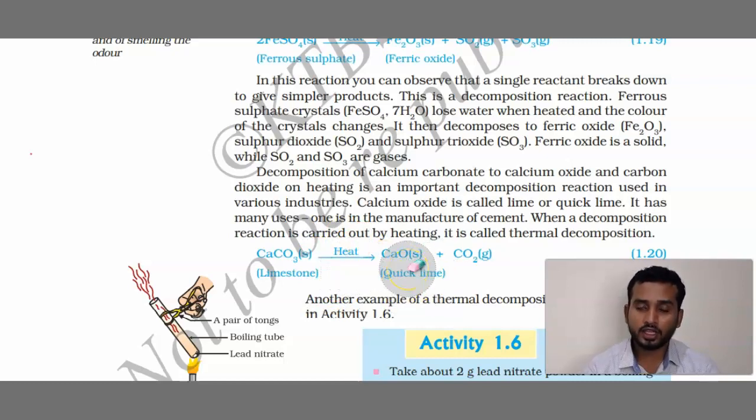Again, in decomposition reaction we have different types. That is thermal decomposition. Thermal decomposition is nothing but when the reaction happens in the presence of heat. We produce heat, so the reaction is happening. That is known as thermal decomposition. So this is an example of thermal decomposition because we are heating.